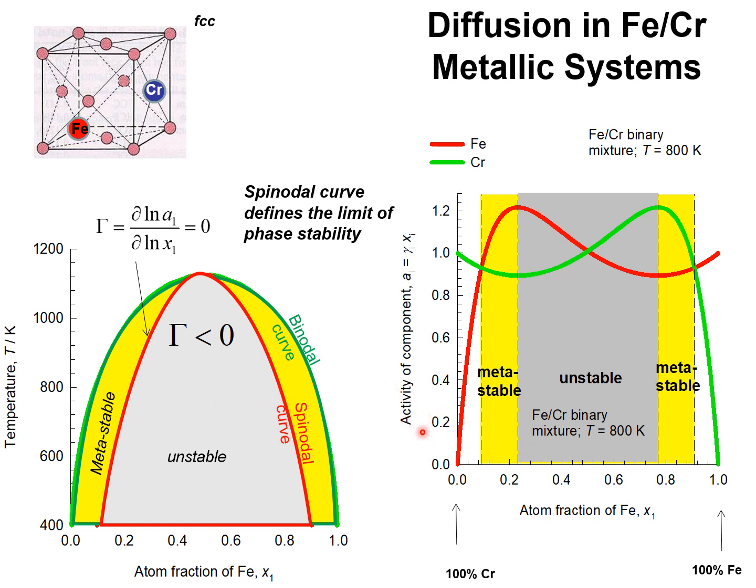In this graph, the activity of each of the components, iron and chromium, are plotted against the atom fraction of iron. It's interesting to note that for iron, the activity gradient of iron is opposite in sign to the atom fraction gradient of iron. The same is true for chromium. The activity gradient of chromium is opposite in sign to the atom fraction gradient of chromium. Let us take a composition of 0.5 in this region and subject it to a small perturbation.